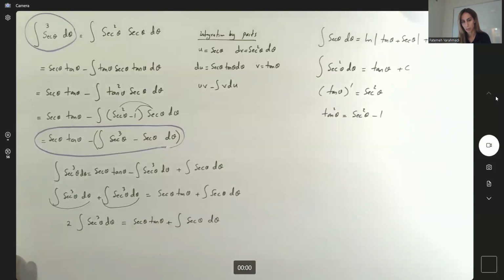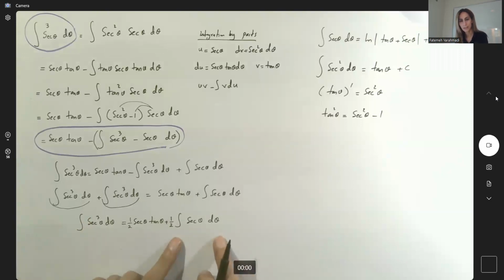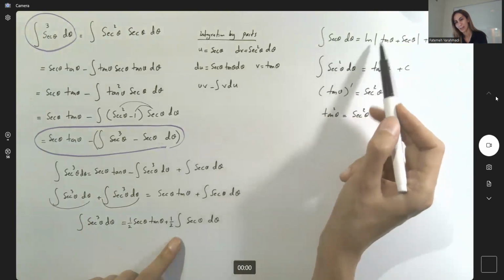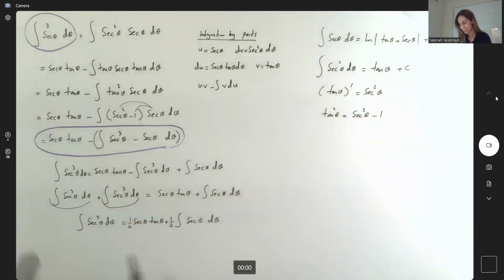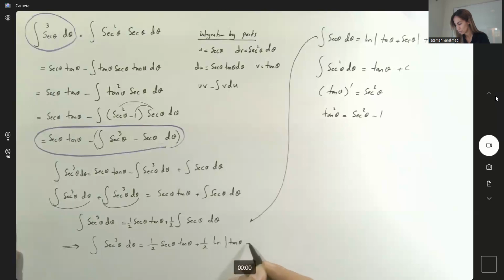So just divide everything by 2. A half plus a half. But the integral of secant theta, we already calculated that. This is equal to ln of absolute value of tangent theta plus secant theta. So our conclusion is the integral of secant to the third theta d theta is a half secant theta tangent theta plus a half ln of absolute value of tangent theta plus secant theta.